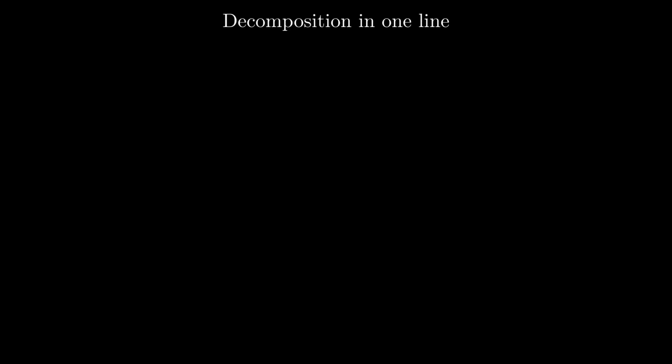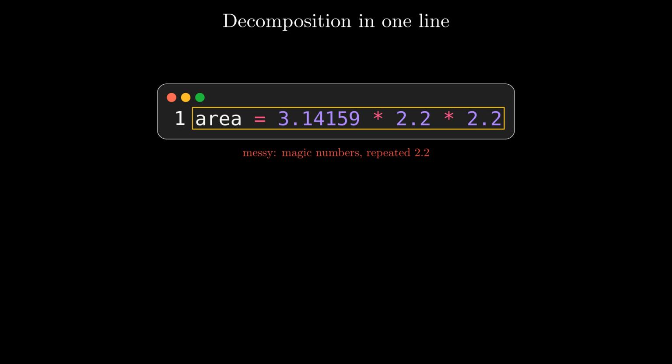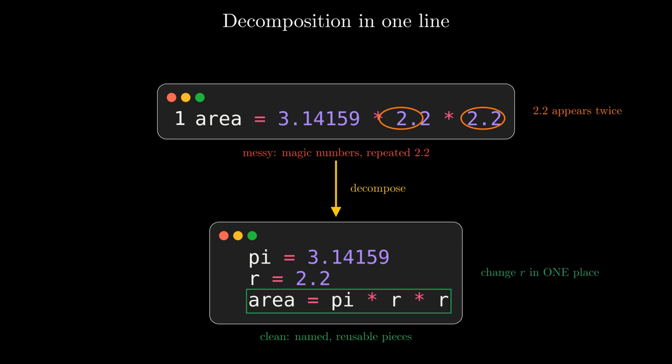You've already done a tiny version of decomposition. Picture a messy line that computes a circle's area. 3.14159 times 2.2 times 2.2. Pi matters and has many digits, and the radius 2.2 gets reused. Hard coding it invites typos, so decompose. Save pi in a variable, save the radius in a variable named r, then write area as pi times r times r. The messy line becomes clean. Reusable modules combine toward one goal.